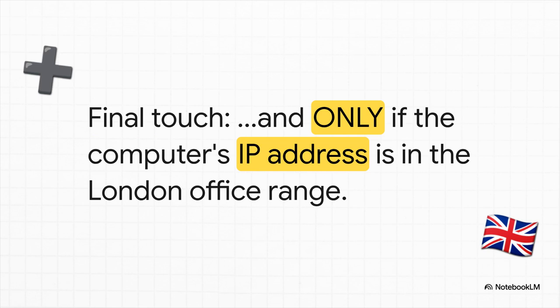And for the final touch, let's say this specific VPN is just for the team in the London office. The admin adds one last condition. The user has to be in the sales group, on a laptop, and their computer's IP address has to fall within the range assigned to the London office. Now that is laser focus control.